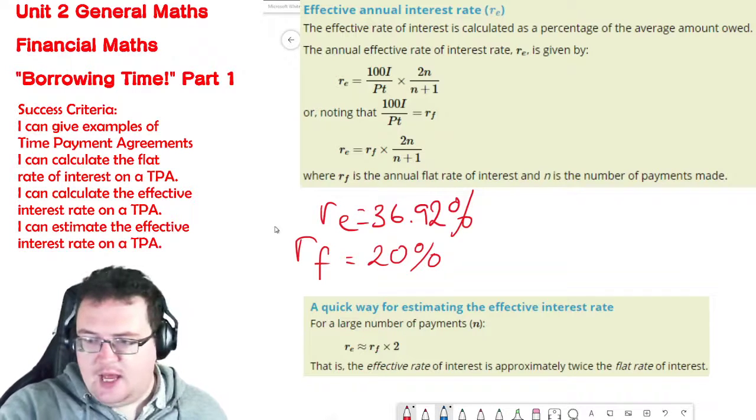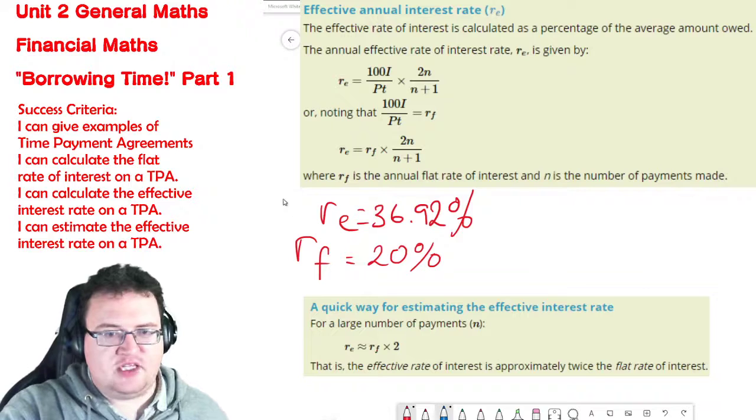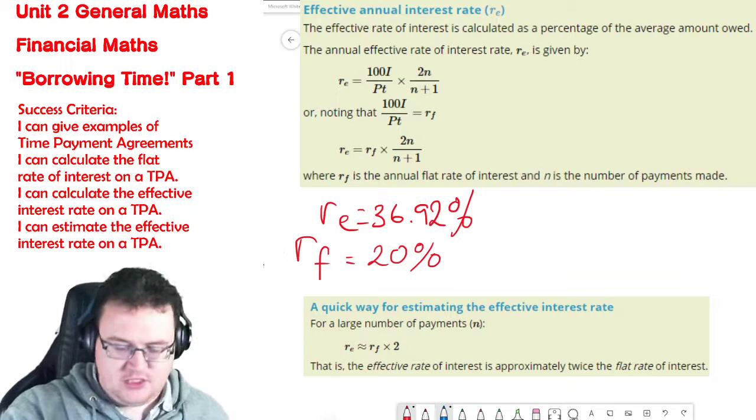So, someone has just asked me to do another example of RE. That's cool. I can do that.